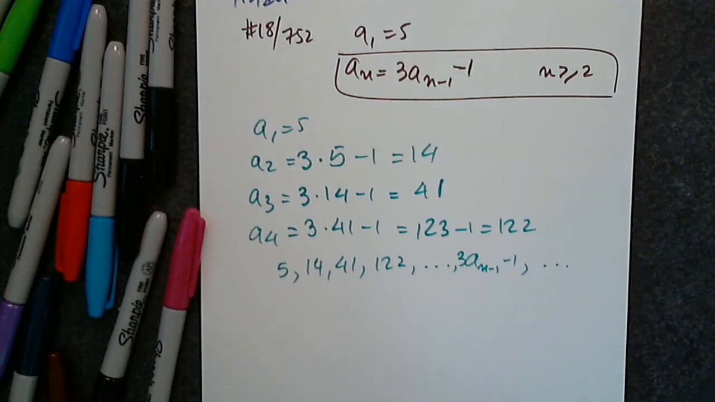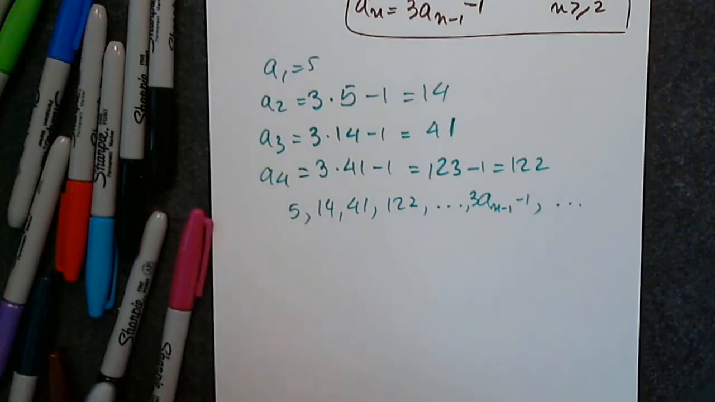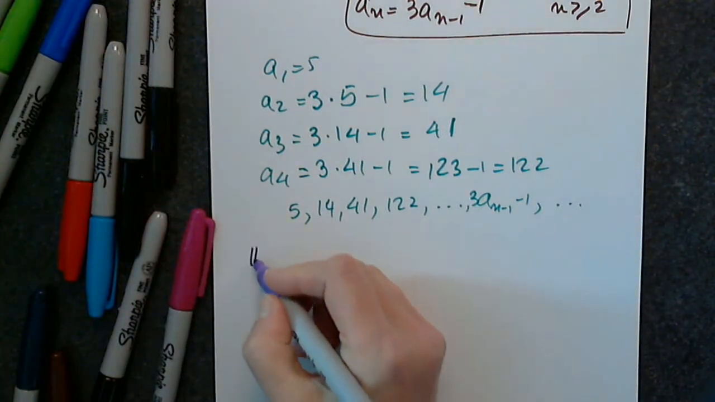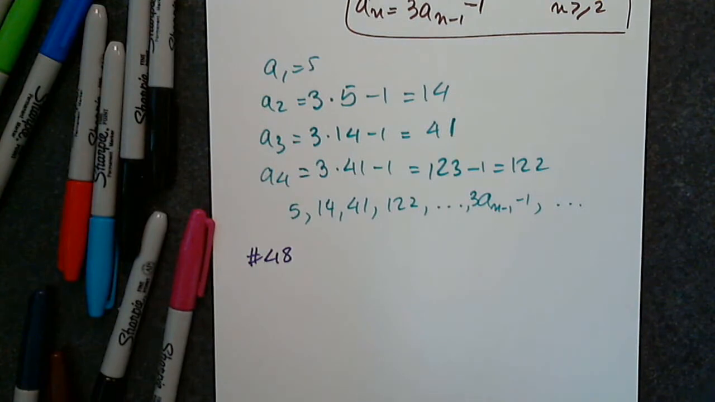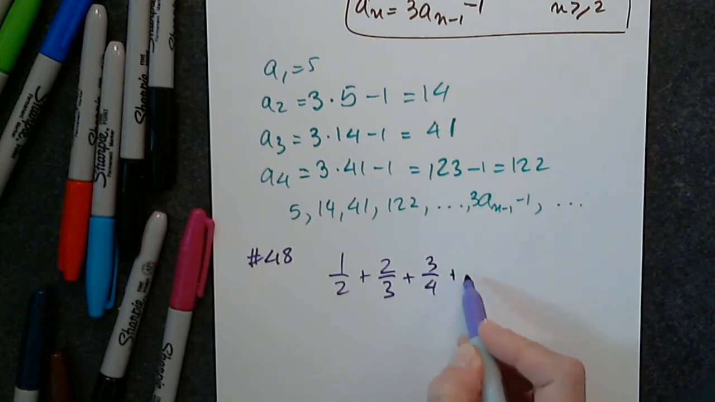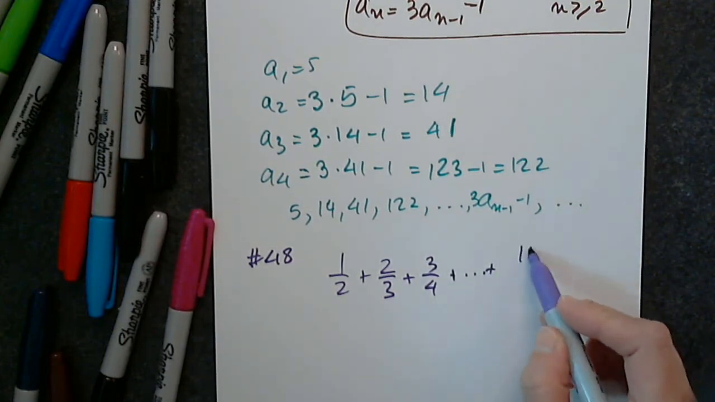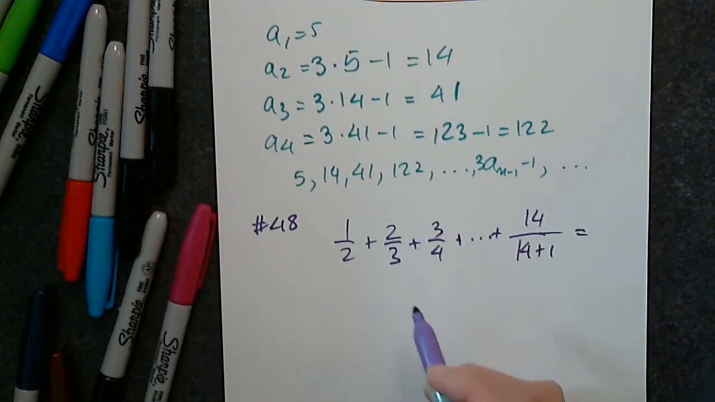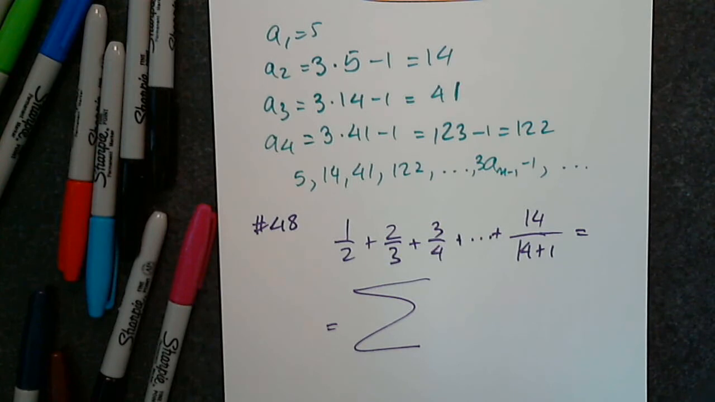Any questions? The last type of problem that we want to look at in this section is, for example, we are given the following sequence, 49. It's the sum: 1 over 2 plus 2 over 3 plus 3 over 4 plus dot, dot, dot, plus 14 divided by 14 plus 1. They're asking us to come up with a summation notation for such a sum.